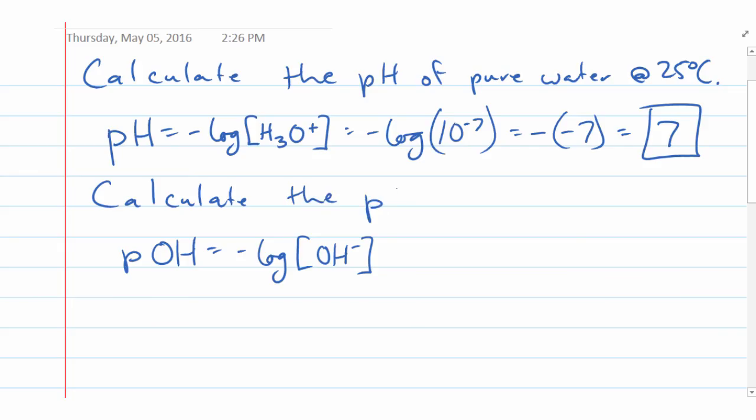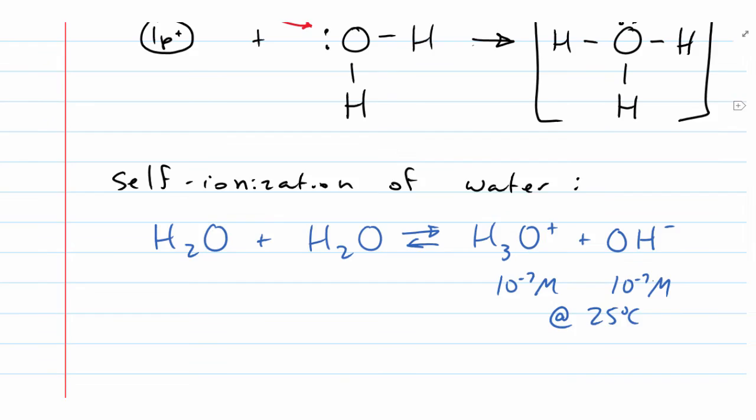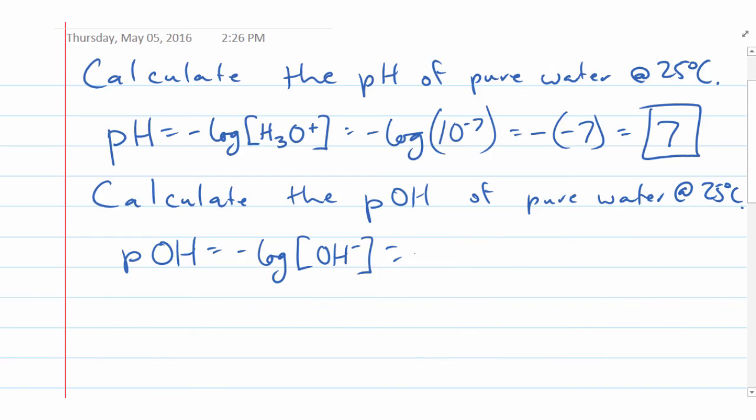And so we want to calculate the pOH of pure water at 25 degrees Celsius. Well, we've just done this math right here because remember that the hydroxide ion concentration is the same as the hydronium ion concentration. So we plug in 10 to the negative 7th for its concentration. The logarithm of 10 to the negative 7 is negative 7. We then want to take the opposite of negative 7, which is going to give us a value of 7.